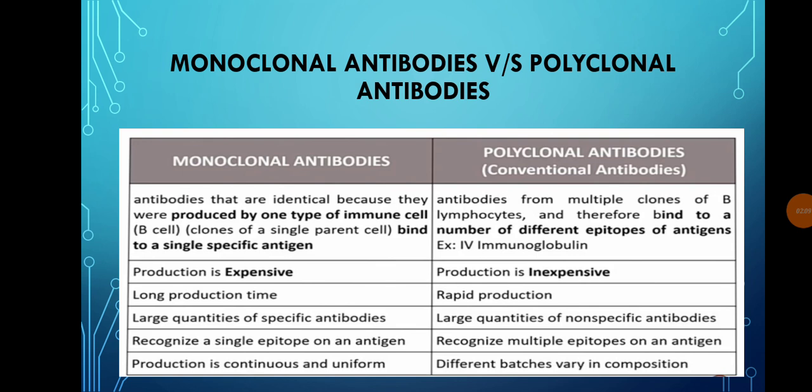Large quantities of specific antibodies can be produced through monoclonal antibody production. Large quantities of non-specific antibodies can be produced through polyclonal antibody production. Recognizing a single epitope on an antigen is the specialty of monoclonal antibodies. Polyclonal antibodies, in contrast, recognize multiple epitopes on an antigen. Production is continuous and uniform for monoclonal antibodies, while different batches vary in composition in the case of polyclonal antibodies.